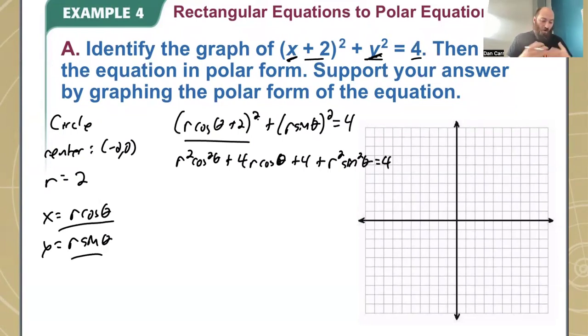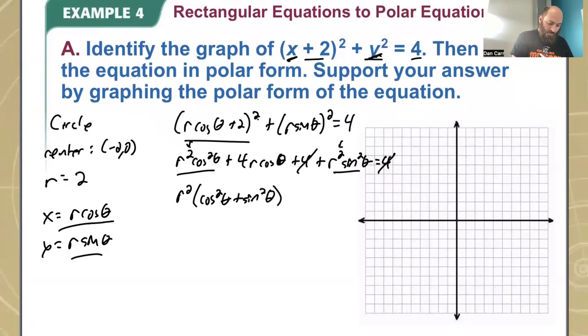Okay, so now I'm going to try to simplify this as best as I can. Notice how the 4 and 4 are going to cancel each other out. I can put together these and these. So when I rearrange that, I'm also going to factor out an r squared. When I do that, it looks like this: r squared times (cosine squared theta plus sine squared theta) plus 4r cosine theta is equal to 0.